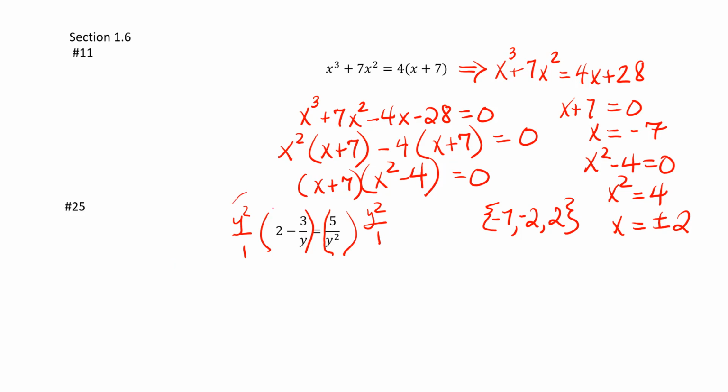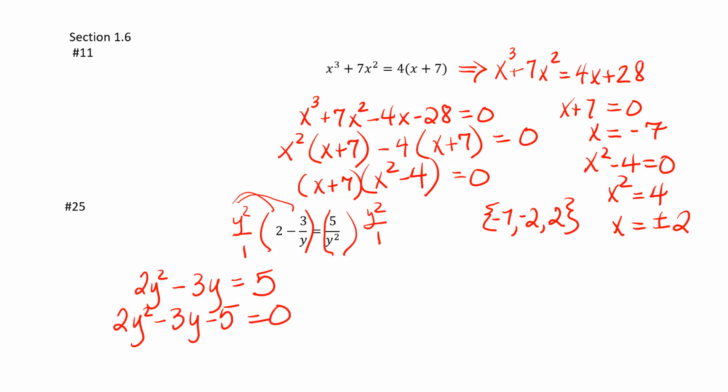So when we do that, when we multiply 2 times y squared, we get 2y squared. When we multiply 3 over y by y squared, we're going to have minus 3y. And then on the right side, when we multiply 5 over y squared times y squared, the y squared is canceled, and we end up with 5. Now we move everything to the left side of the equation by subtracting 5 on both sides, setting it all equal to 0. And now we can either factor or use the quadratic formula.